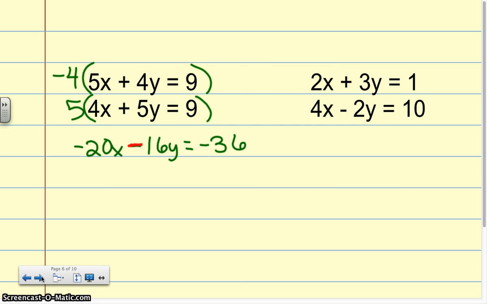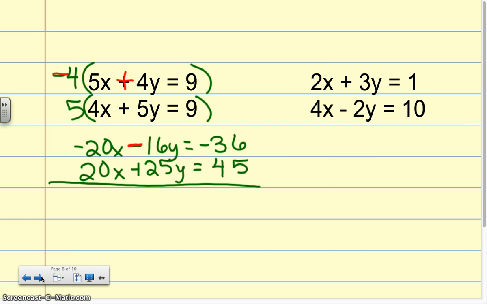Careful for this. This minus comes from this negative and this plus. It turns into a minus. And then I have 20x plus 25y is equal to 45. Now I can combine, and the x's cancel out. That was my goal. Yay, goal. Now I get negative 16 plus 25. That's equal to 9y, which is equal to negative 36 plus 45, which is 9. Y is 1.